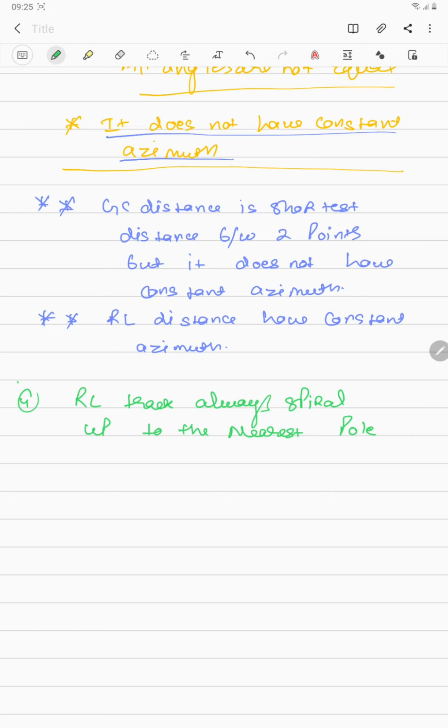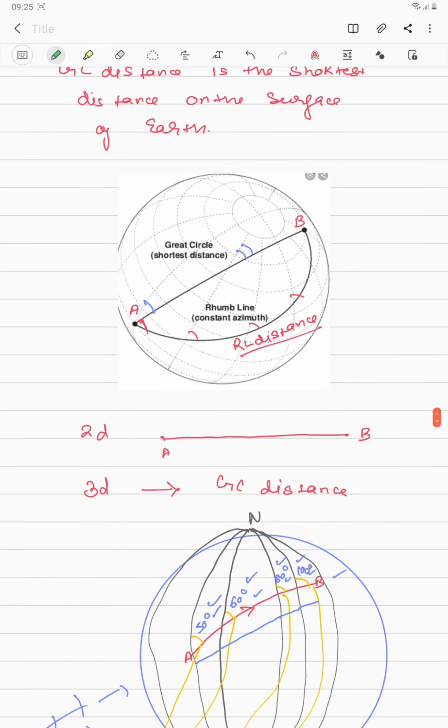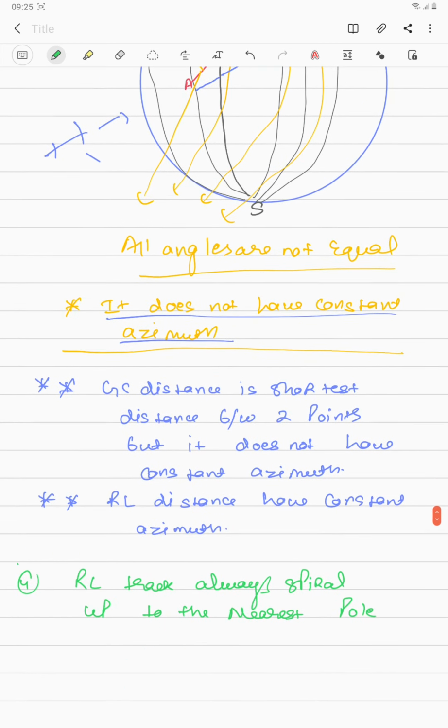What do I mean by this? And guys, all these points which I'm explaining to you, 1, 2, 3, 4, they will come as a 1 mark question in the DGCA exam.